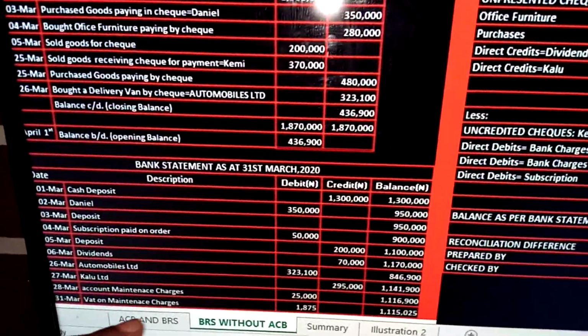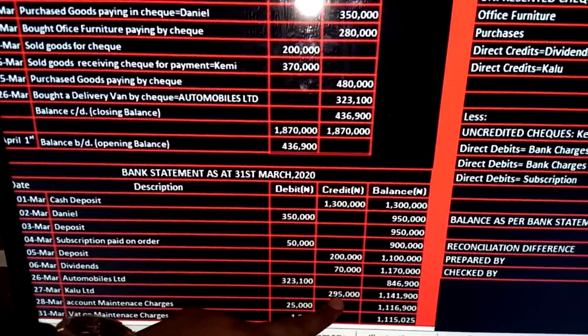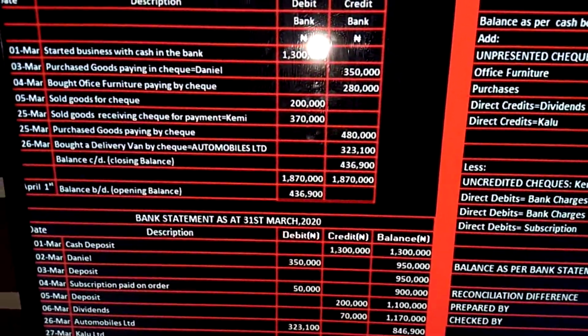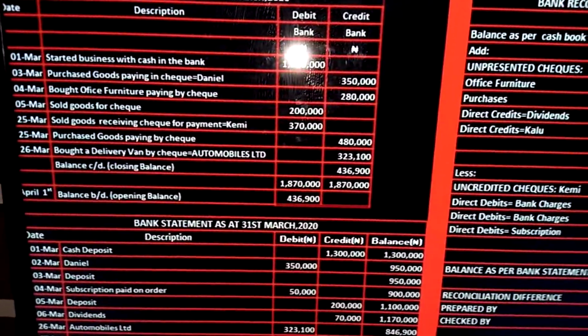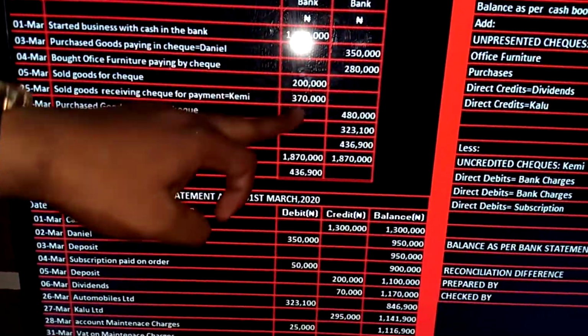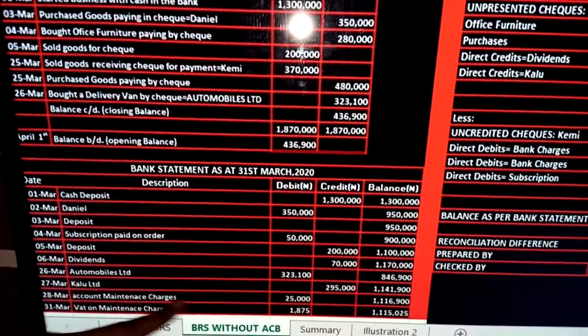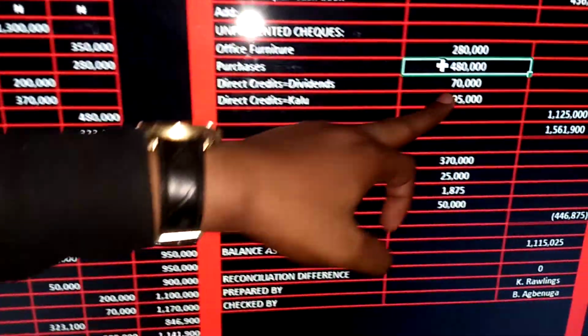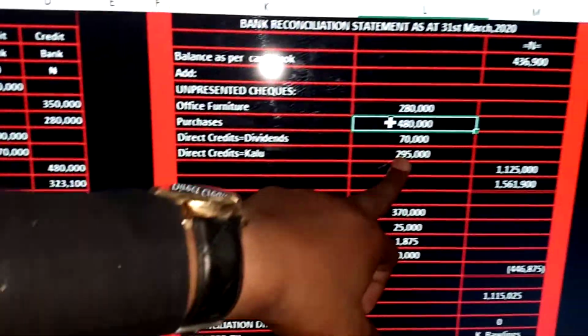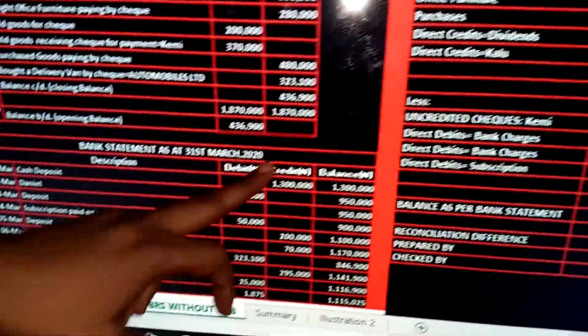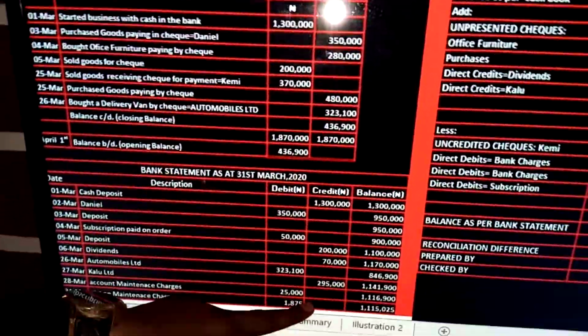Then the next one, 295 is in the credit of the bank statement. Is it in the debit of the cash book? No. What do you have there? Carly Limited. You have 295. Is there any other item? No.